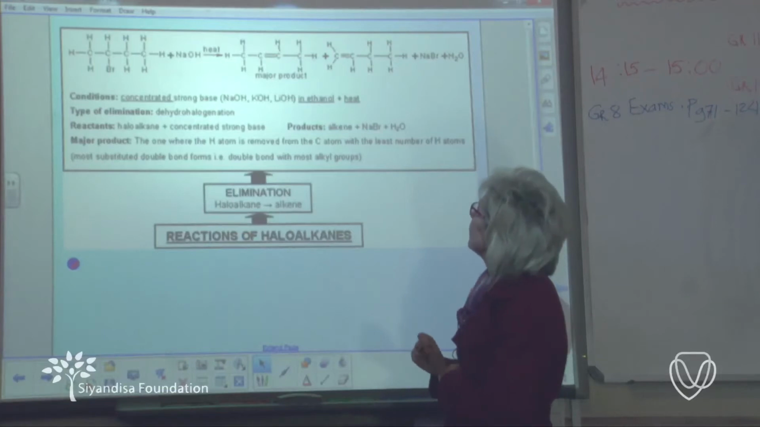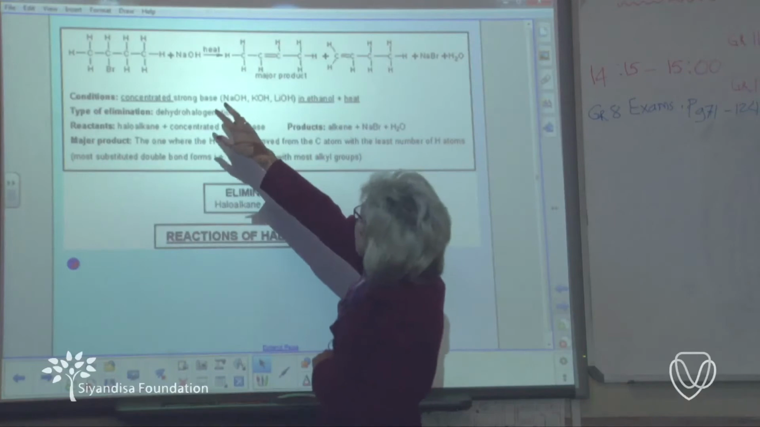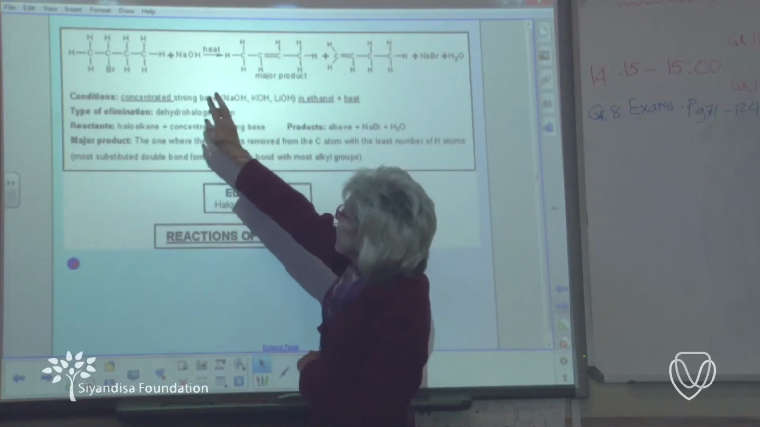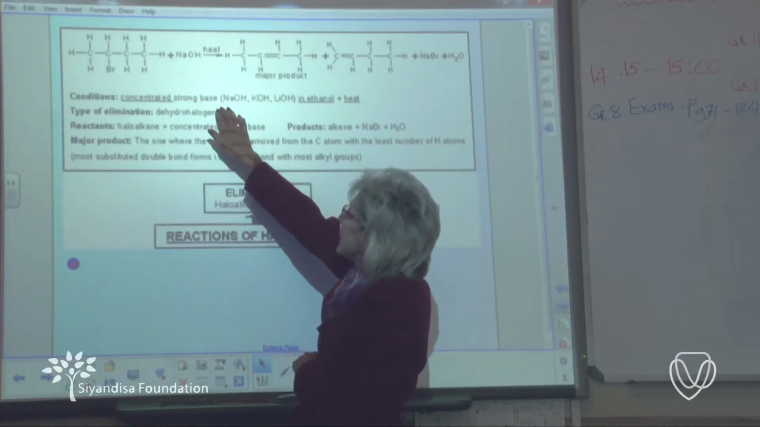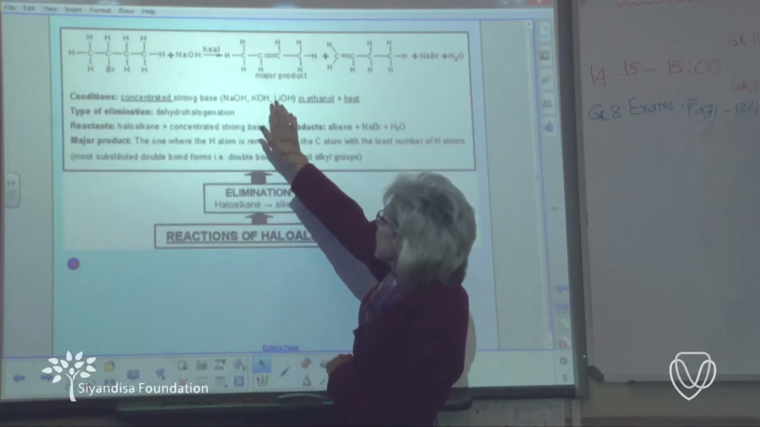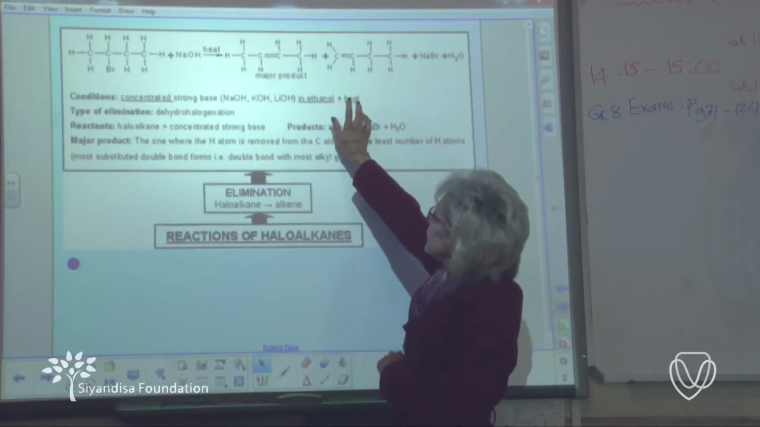Then for the haloalkanes, the elimination, in other words, now we are removing, in this case, hydrogen bromide, and we are heating it up. So the condition is you need a concentrated, strong base. So strong base being a group 1 base, sodium hydroxide, potassium hydroxide, lithium hydroxide, in ethanol with heat.